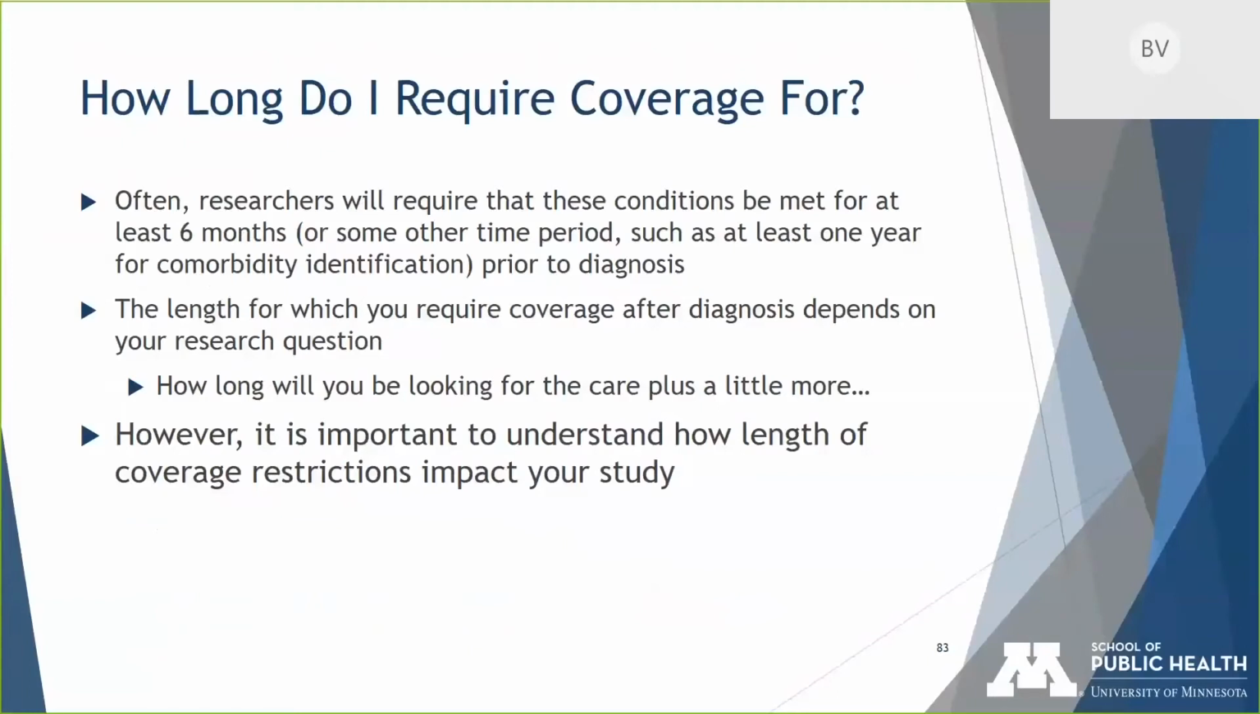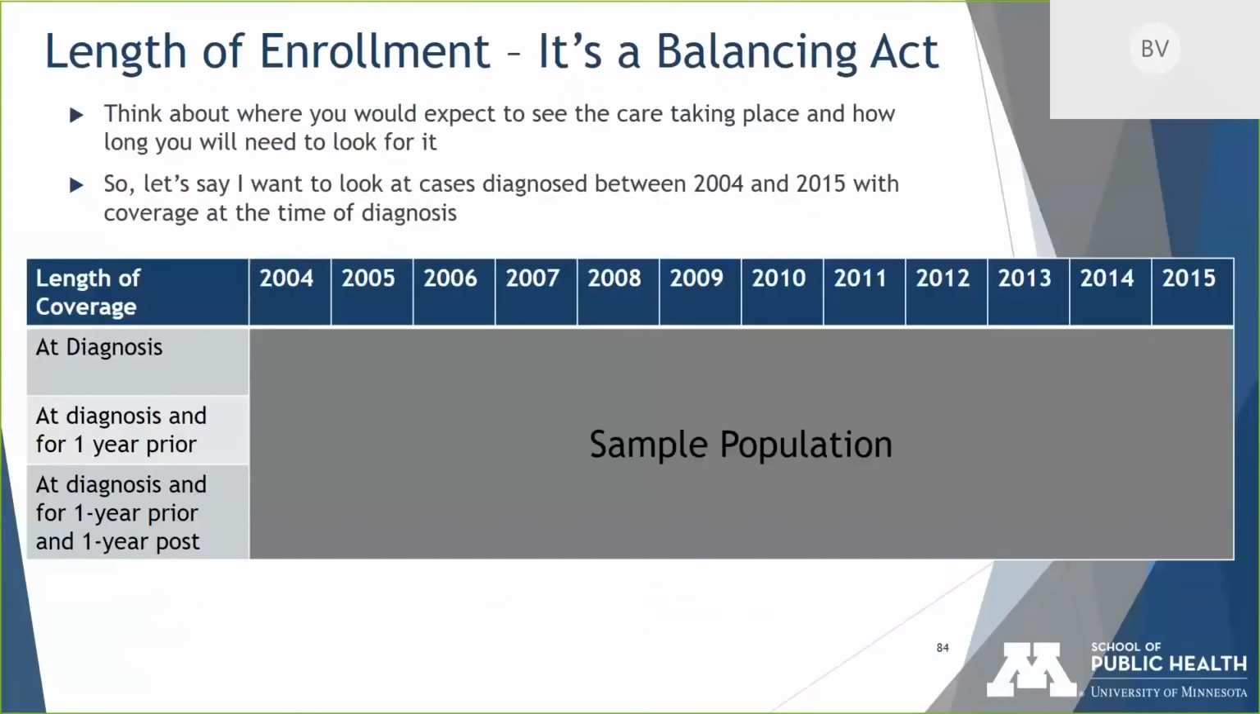But it's really important for you to understand how length of coverage restrictions can impact your study and your sample size. So the next series of slides is going to demonstrate how variations in length of enrollment requirements can impact your study sample. Deciding on the appropriate length of enrollment is a balancing act. If you don't require enough, you may never see your treatment or outcome of interest, even if you have a really nice large sample size. But if you require too much, you might have a really comprehensive look at your cases, but your sample size might just be too limited.